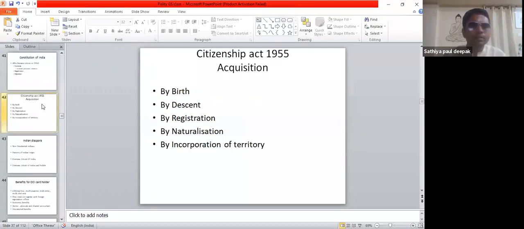Let us come back to the Citizenship Act of 1955. One question is asked by Raj: is PR, permanent residence, similar to citizenship? No, you could be a permanent resident but not a citizen of a country. Permanent residence may result in citizenship, but it is not always the same. Take the example of NRIs, non-resident Indians. They live in some other country. They are Indian citizens, but they are permanent residents of another country.